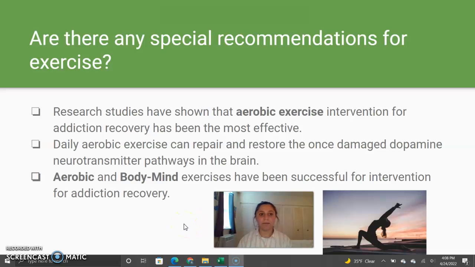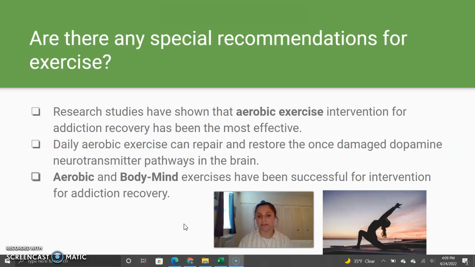Are there any special recommendations for exercise? So the research studies have shown that aerobic exercise intervention for addiction recovery has been the most effective. Daily aerobic exercise can help repair and restore the once damaged dopamine neurotransmitter pathways in the brain.